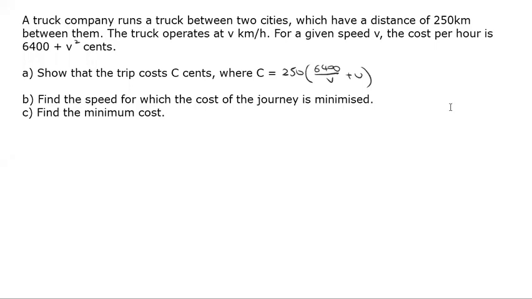So here we've got a question. We've got a truck company, runs between two cities, and the distance is 250 kilometers. As you read it, make sure you understand that, right? The truck runs at velocity v, and the cost per hour is 6,400 plus v cents.